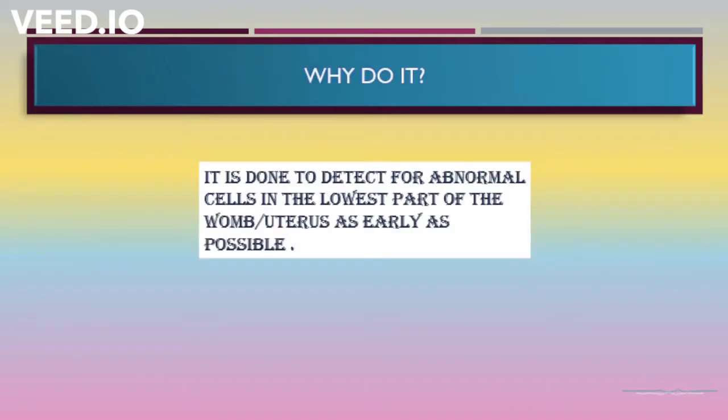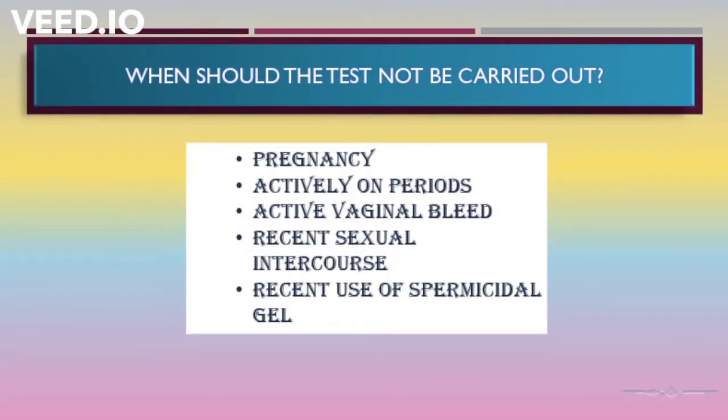Why would you go for a cervical smear? It is done to detect abnormal cells in the lowest part of the womb as early as possible. When should the test not be carried out? Here are some reasons why you should not be doing this cervical smear. It might interfere with the result quality, and during pregnancy, the cervix becomes softer, and hence you might cause some abrasion and more bleeding to the cervix because it has become softer.